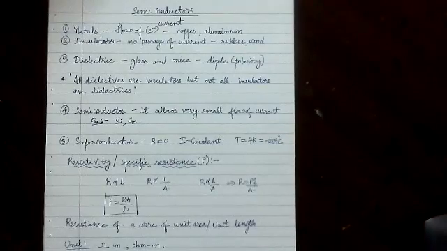Fourth one is semiconductors. They allow a very small flow of current. Examples are silicon and germanium. Next, superconductors means the resistance of the wire is equal to 0, and T is equal to 4 Kelvin. That is the value for superconductors.